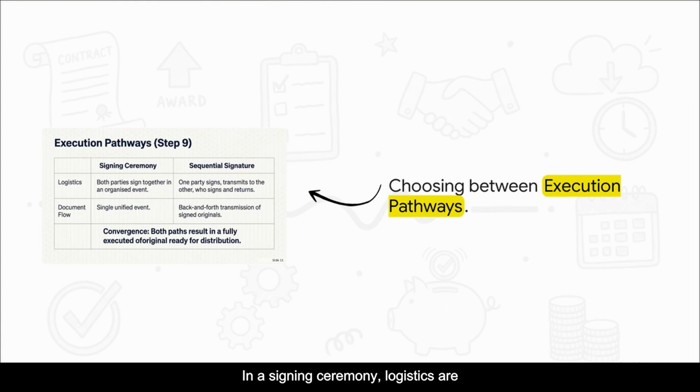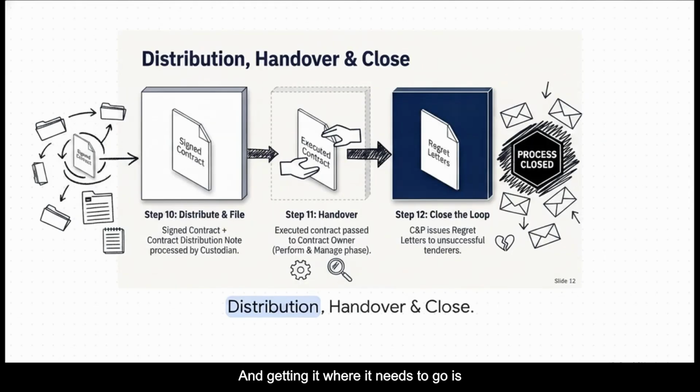In a signing ceremony, logistics are handled as one unified event. Both parties are at the table signing together. In a sequential signature, it's more of a back-and-forth thing. One party signs, sends it over, the other signs, and returns it. But honestly, regardless of the logistics, notice how they converge at the end. Both paths happily result in a fully executed original that's ready to go. And getting it where it needs to go is exactly what happens in these final steps.